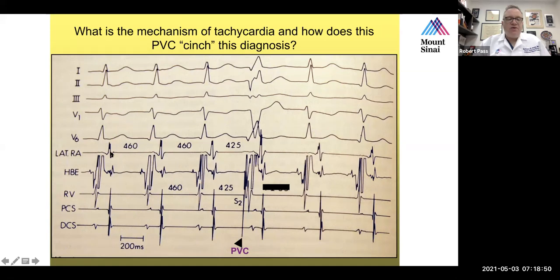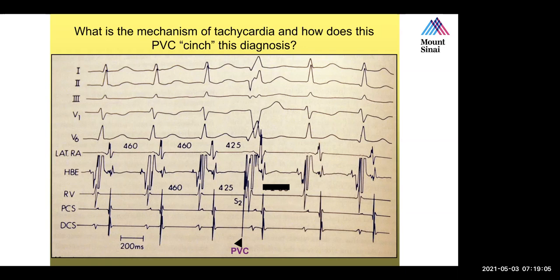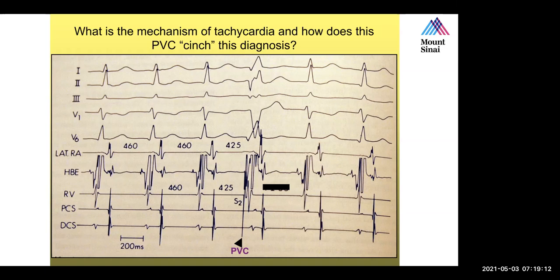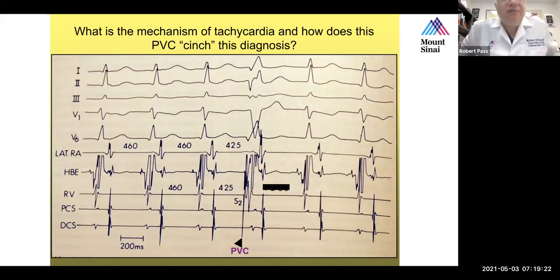So again, the question is, normally, if we were in AVNRT, would the A be earliest in the HIS or somewhere other than the HIS? In AVNRT, yes, it will be in the HIS. So in AVNRT, the earliest A should be in the HIS, right?